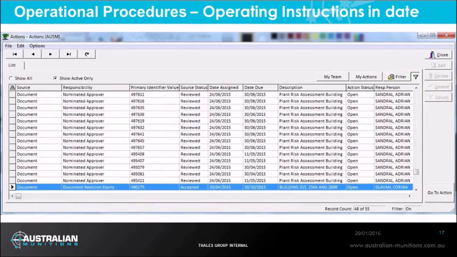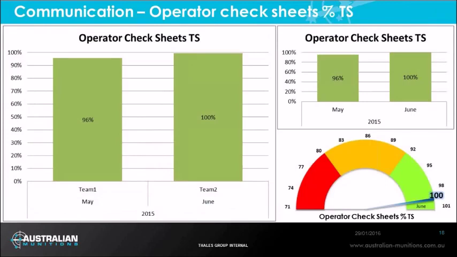Operating instructions at the Australian Munitions Mulwala facility make use of operator check sheets. The operator check sheets are used to record product transfer information, to confirm that pumps are in the appropriate run condition, valves have sequenced correctly, and in some cases, that product transfer has been visually confirmed.